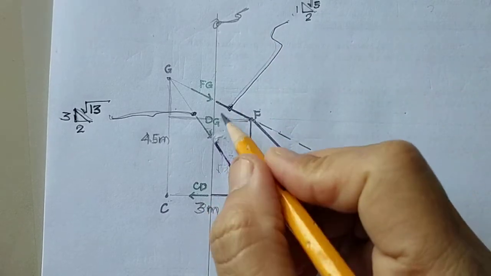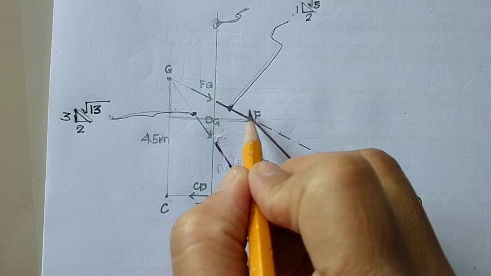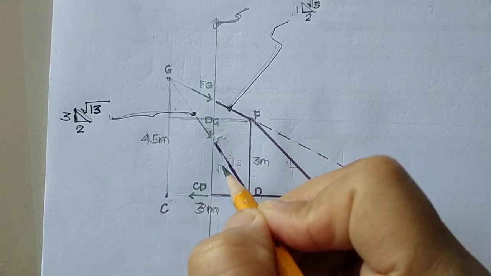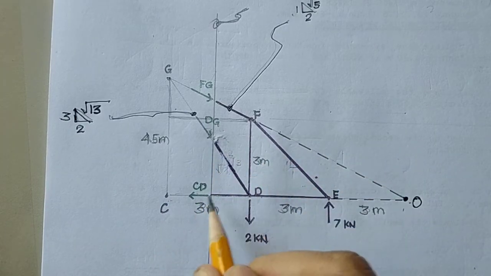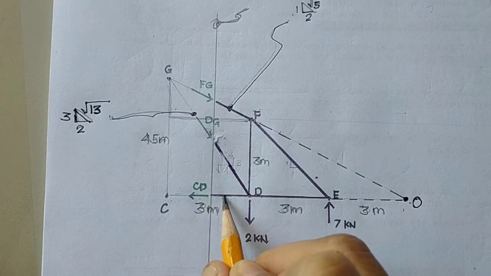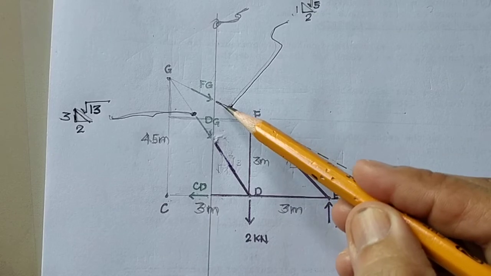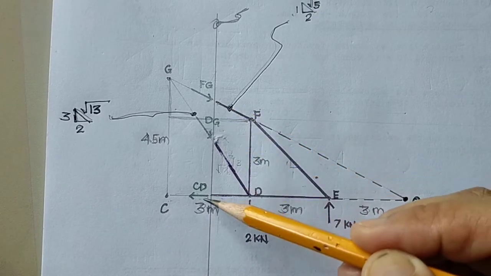So I will assume that member FG acts as a compression member, and DG also compression, and for member CD I will assume it as tension member. So we can get the value of either FG, DG, and CD.